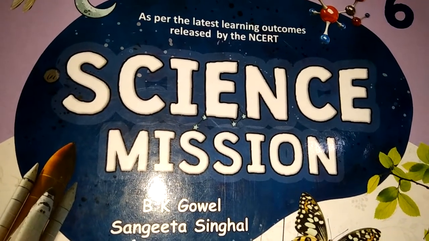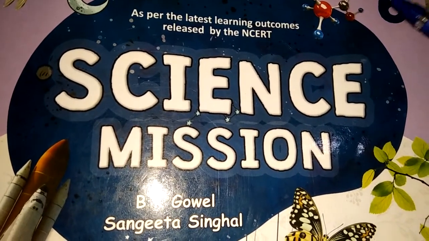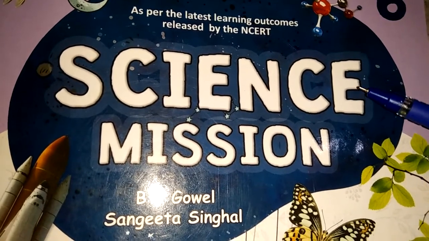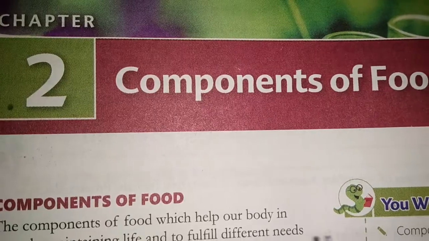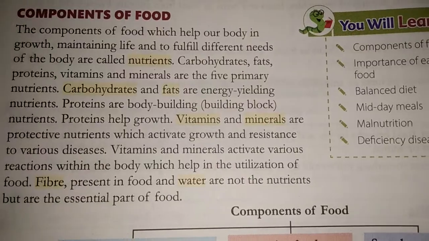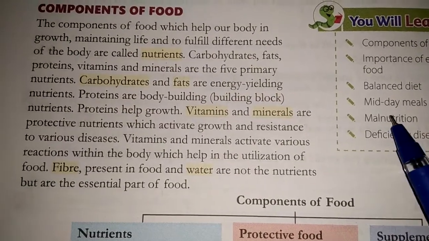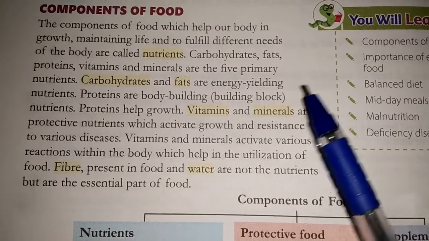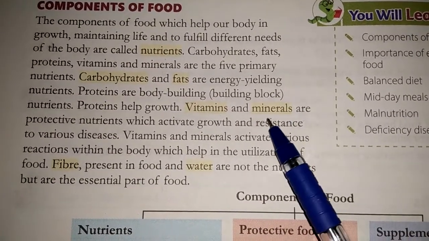So today we are going to do class 6th science, chapter number 2, Components of Food. So students, in the previous class we studied the components of food and learned about the nutrients.